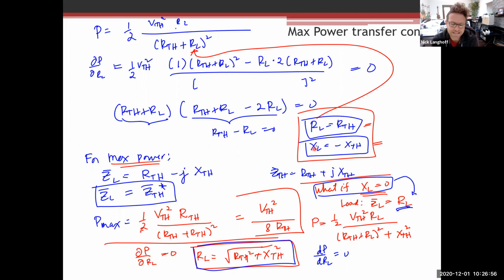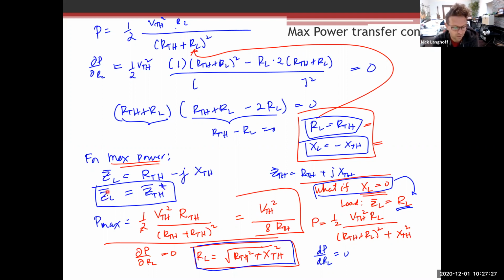And then for the reactance, as you go through the analysis, it turns out the reactance of the load should be the negative of the reactance of the circuit, the Thevenin reactance. Okay, so essentially that's it. ZL for maximum power should have the same real part, the Thevenin resistance, and a negative reactance to whatever the Thevenin reactance of the circuit was. So negative jX Thevenin.